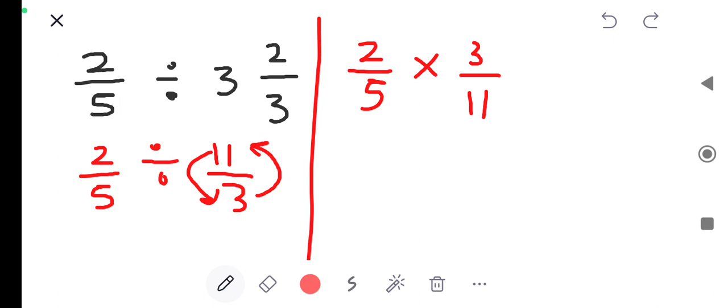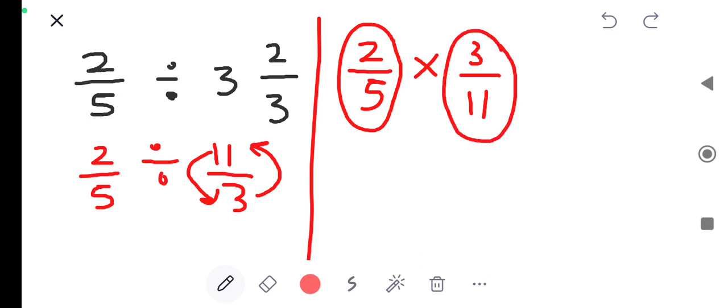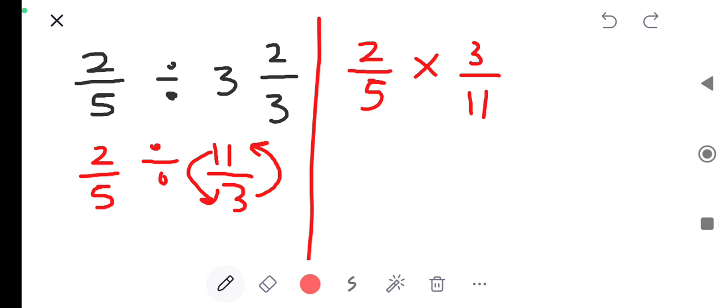Apart from 1, there is no number that can divide both 2 and 5. Apart from 1, there is no number that can divide both 3 and 11. Then you check the diagonal. Apart from 1, there is no number that can divide both 5 and 3. Check the second diagonal. Apart from 1, there is no number that can divide both 2 and 11.